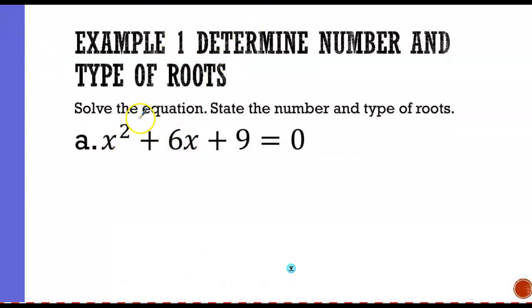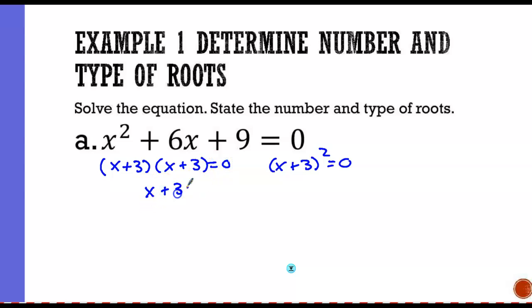On this first example, what we're going to do is solve it and state the number and type of roots. So in order to solve this, I'm thinking, okay, it's a quadratic trinomial. What two numbers add up to 6 but multiply to 9? That's going to give me 3 and 3. Or I could say x plus 3 squared, of course. When I'm solving, I set it equal to 0. So if I have x plus 3 set equal to 0, when I solve it, I'm going to get negative 3.